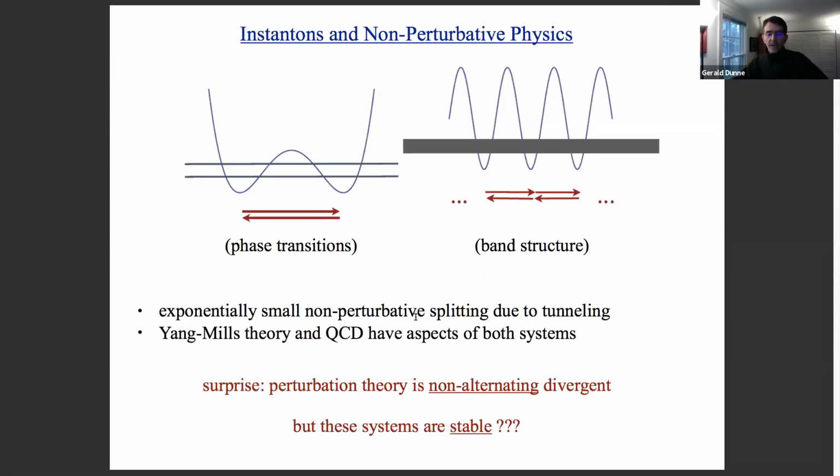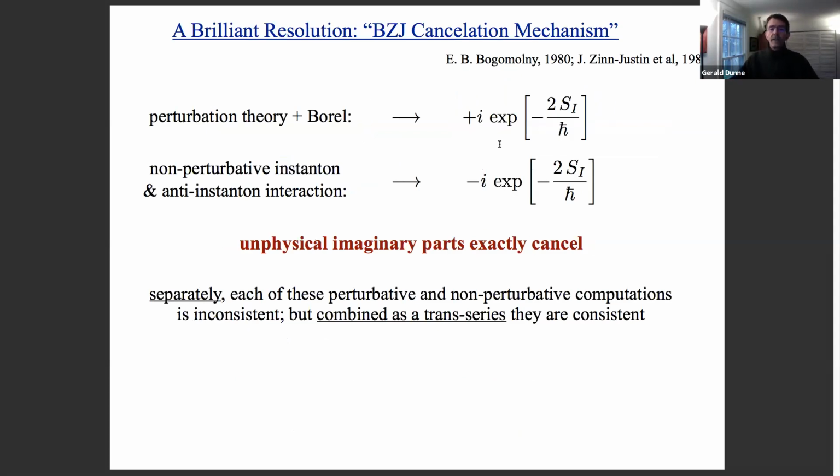So if you naively took this Borel argument that I just gave you seriously, there would be a problem, because the Borel summation would lead naively at leading instanton order to an imaginary part to the energy when there should not be any imaginary part. There's a very beautiful resolution of this problem, which traces back to work of the early 1980s, mainly by Bogomolny and by Zinn-Justin and collaborators, which is the first sight of an actual trans-series in a non-trivial problem. If you do this perturbation theory and Borel procedure, it generates a factor through the Borel summation which is purely imaginary and has an exponential contribution, where the exponent involves twice the instanton action. So that's telling you that this corresponds to some two-instanton type effect, not a one-instanton type effect.